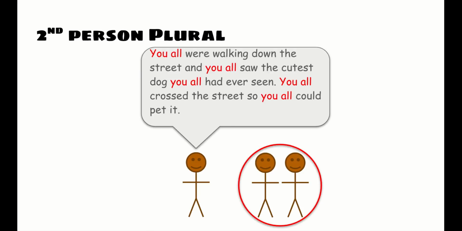So the person on the left says, you all were walking down the street and you all saw the cutest dog you all had ever seen. You all crossed the street so you all could pet it. So he's talking to a group of people, not just one person.